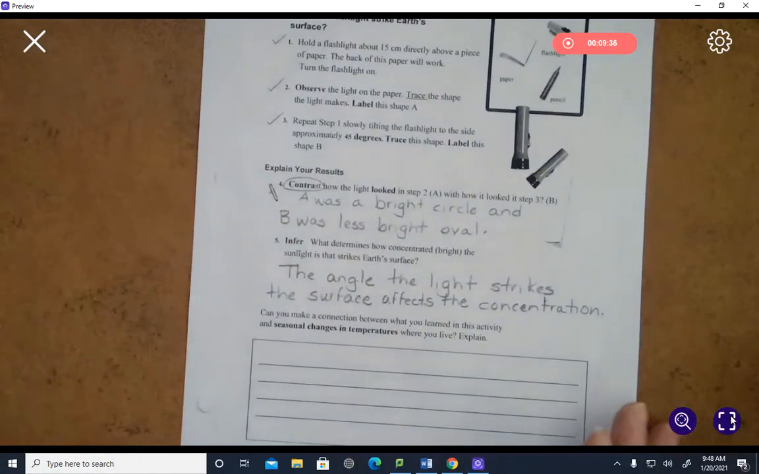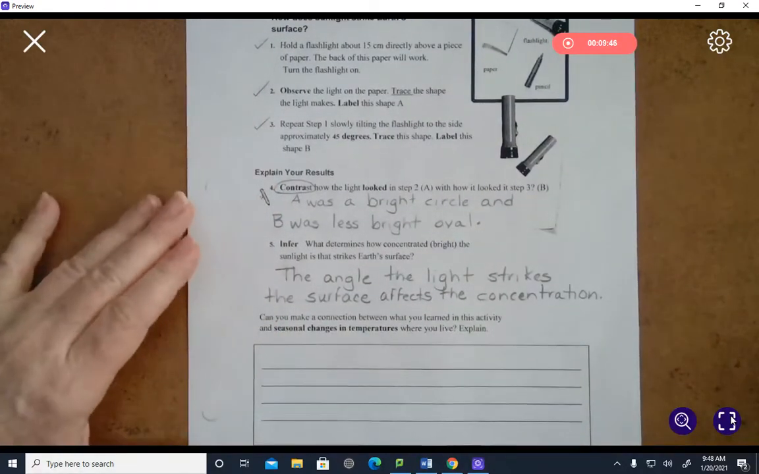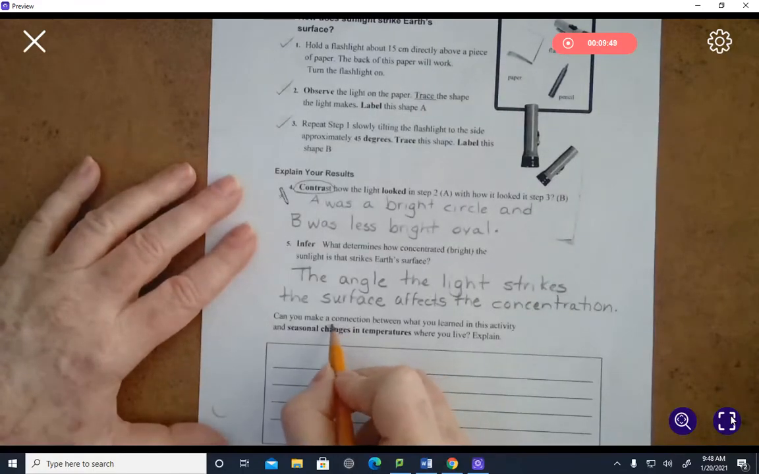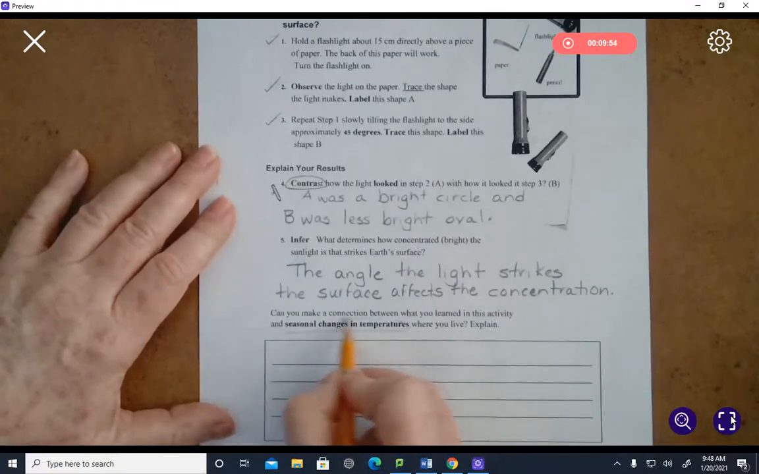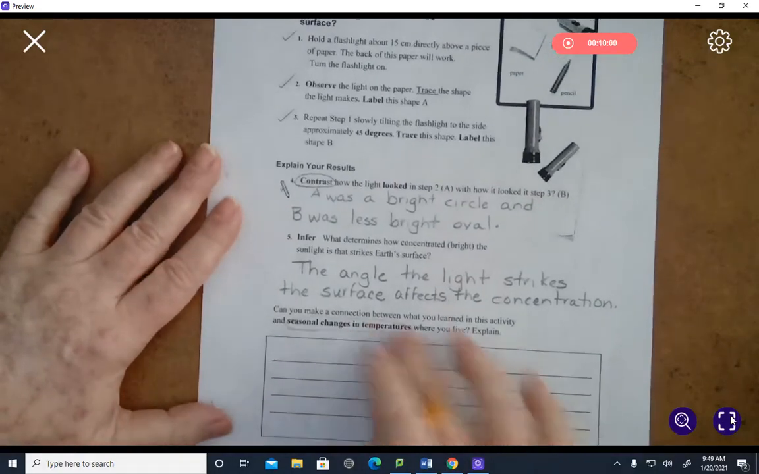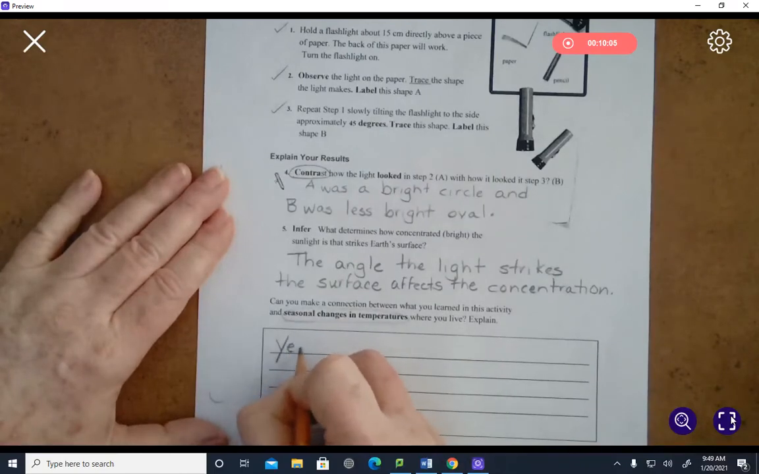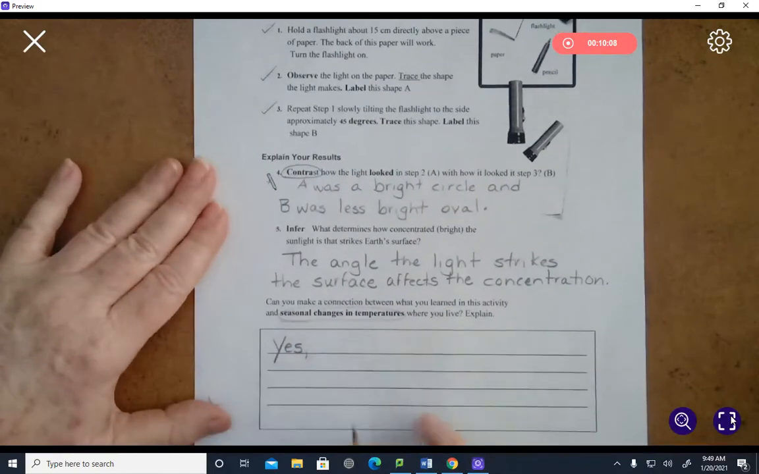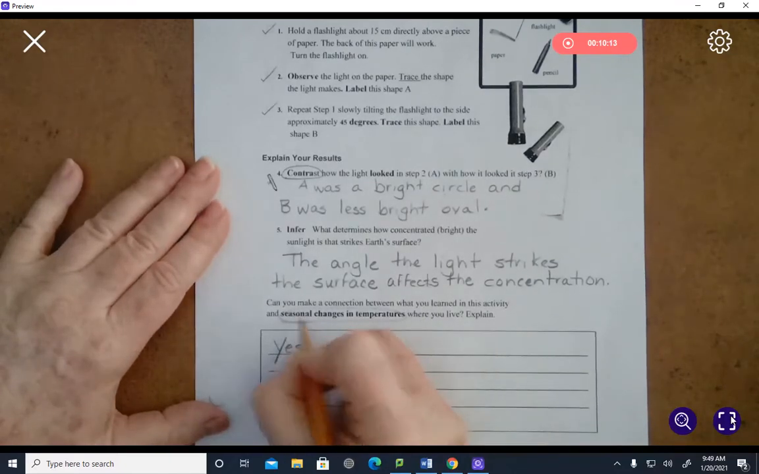Okay, so let's take a look at, just looking at the paper, we have 1, 2, 3, 4, 5, 6 points right there. Can you make a connection now? I got to connect between what I've learned in this activity and the seasonal change in temperatures where you live. And then it says explain, yes, I can. So if you want to write, yes, I can, that's all right. And we might say something about the seasons.